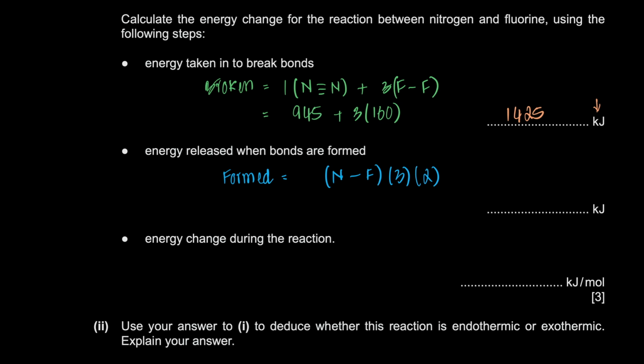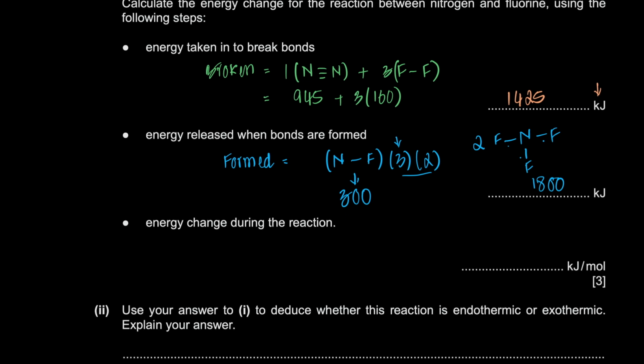If you don't understand this part, what I'm doing essentially is I have in the molecule 3 nitrogen-fluorine bonds. So 1, 2, 3. I counted 3, but you're making 2 of these molecules. So how many bonds do you have? A total of 6, right? So 3 times 2 is 6. That's essentially what I'm doing. So let's solve it. So this energy is 300. So I think I'll just get 1800 as my answer. Moving down.